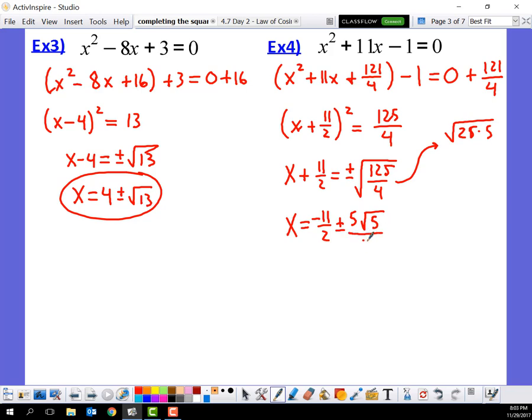And that's all over the square root of 4, which is simply 2. So your final answer is negative 11 halves, plus or minus 5 root 5 over 2. If you got both of those right, you're doing a great job with this. Okay? If you didn't, maybe pause it now and go back and try to correct some of the things you did wrong. Okay? So here we go.